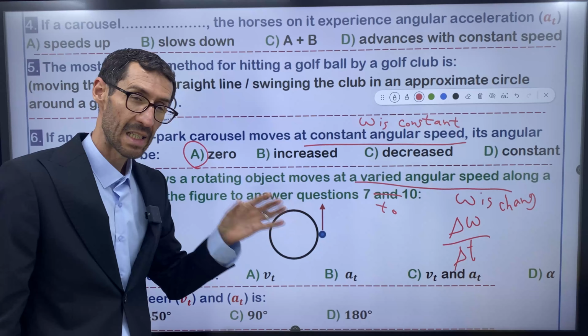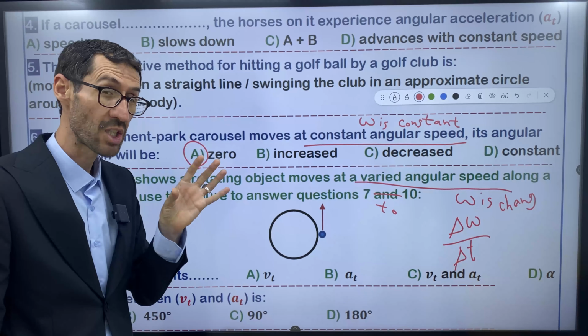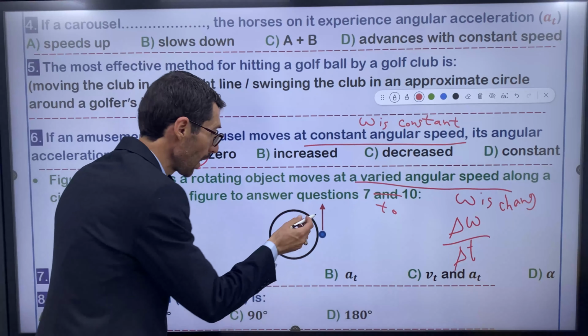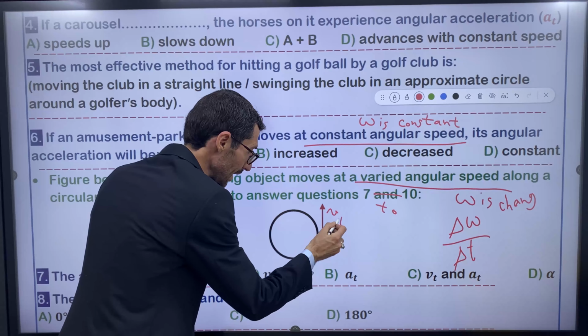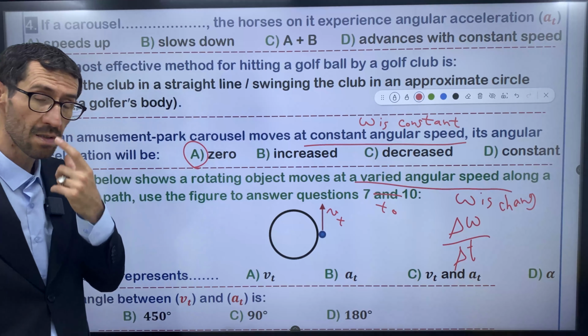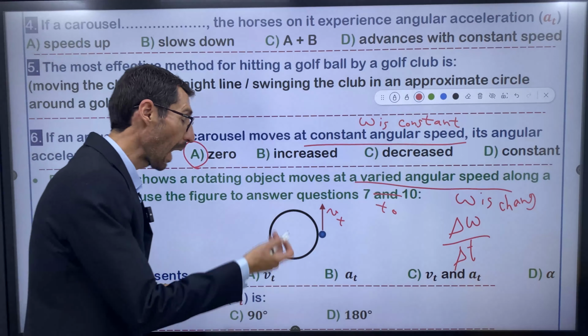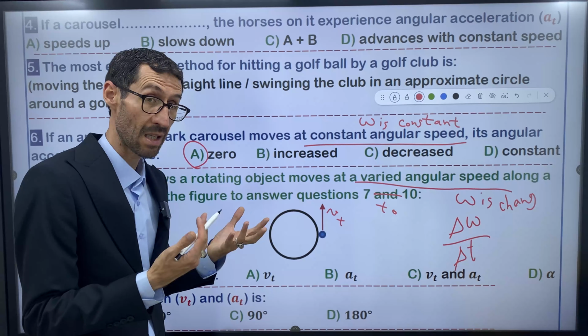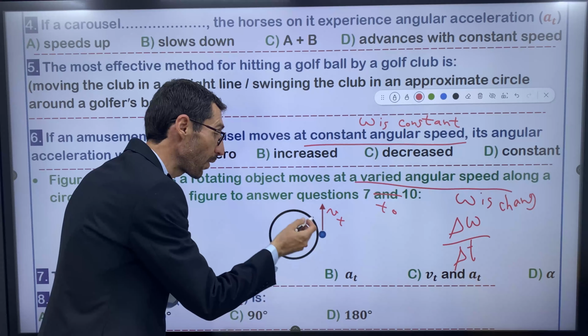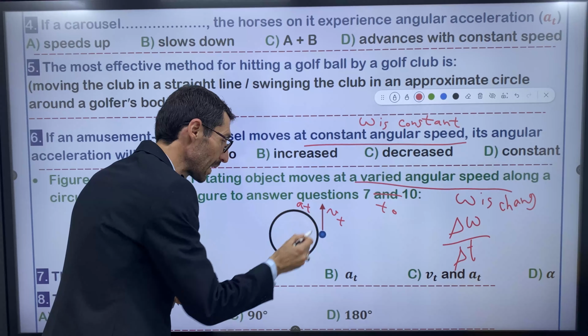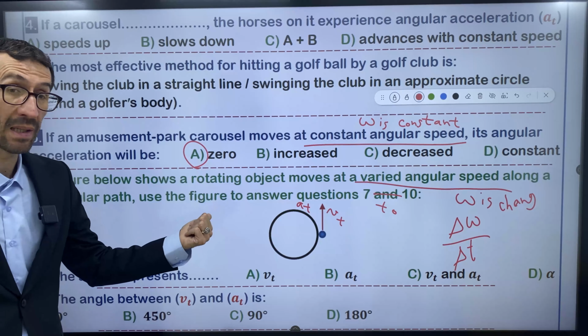I'm not sure right now. Imagine I'm a student, I'm not sure. I say I know this, tangential speed means tangent to the circular track, no problem. But I'm confused right now. I'm mixed up right now because we have another option that is tangential as well.